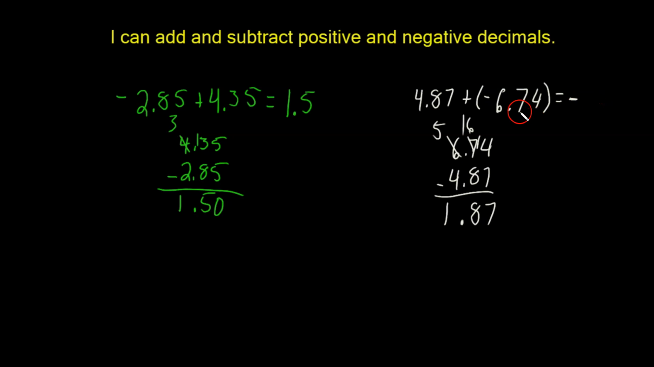But again, it's going to be negative because this negative number that we're adding together had a greater absolute value. So our answer is negative 1.87. So that is it. I hope by now you can say I can add and subtract positive and negative decimals.